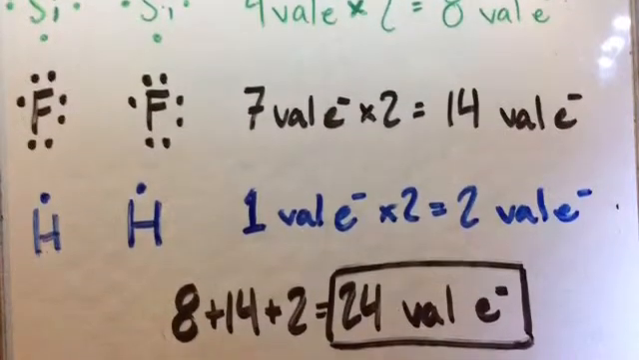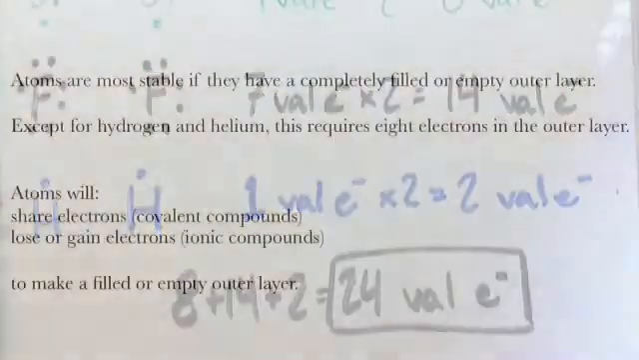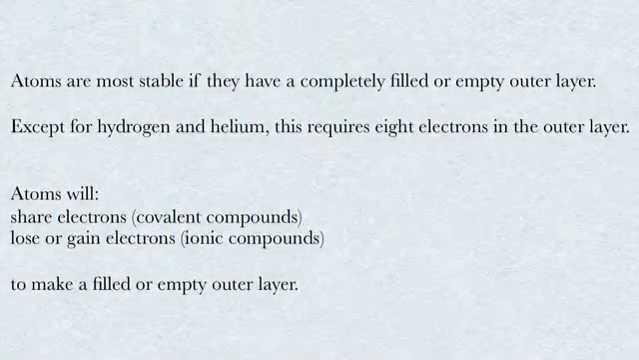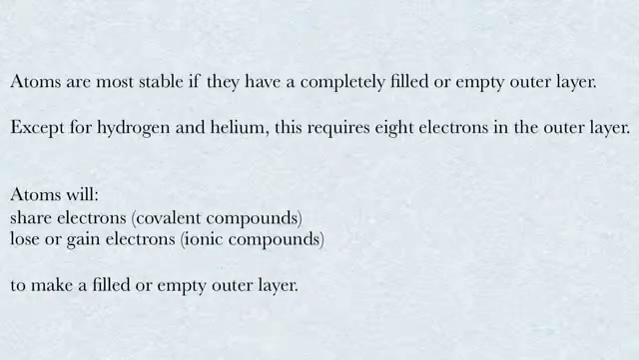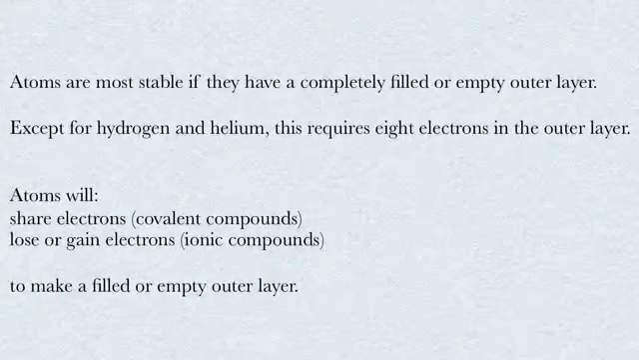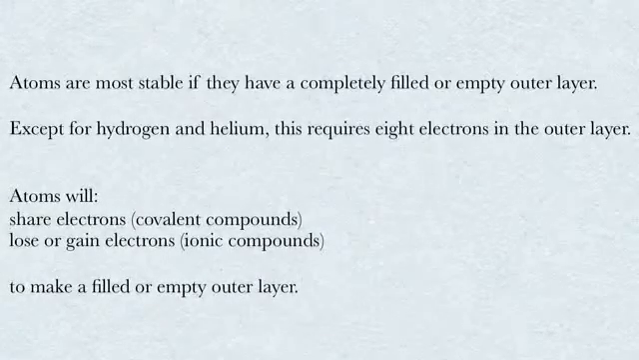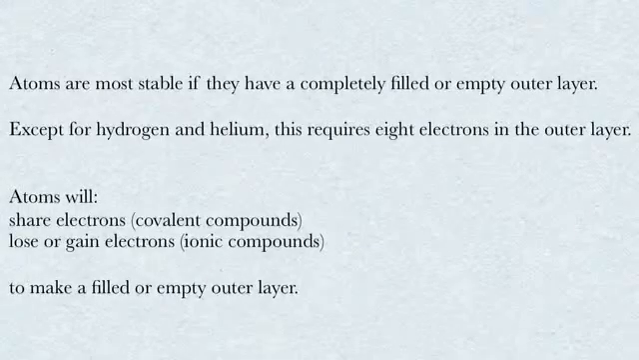I'm just color-coding this to make it easier to see what's going on. Anyway, described by the rule of octet, each of these atoms desires to have their outer shell filled with 8 electrons. This rule does not apply to hydrogen, however, which only desires 2 electrons in its outer shell.